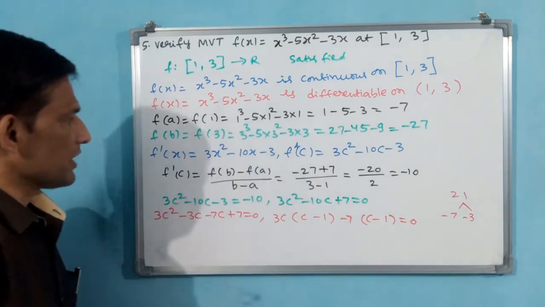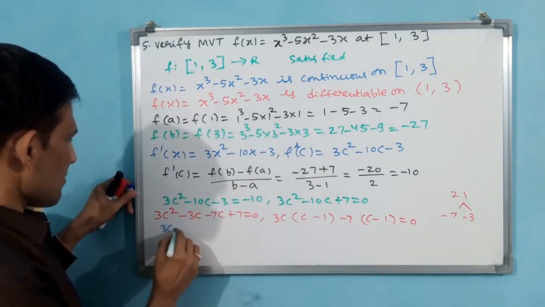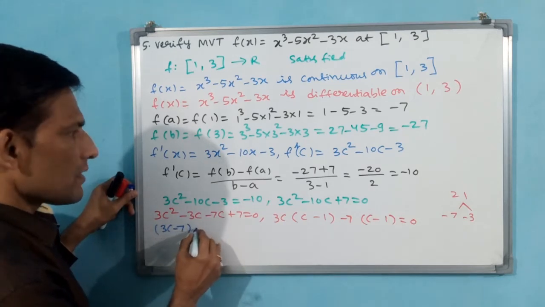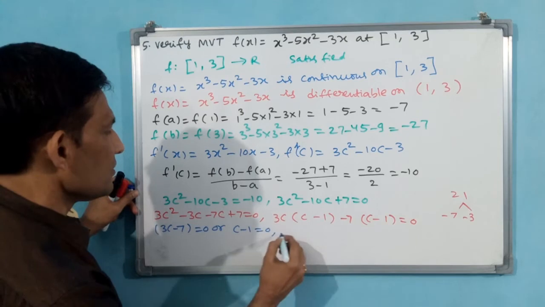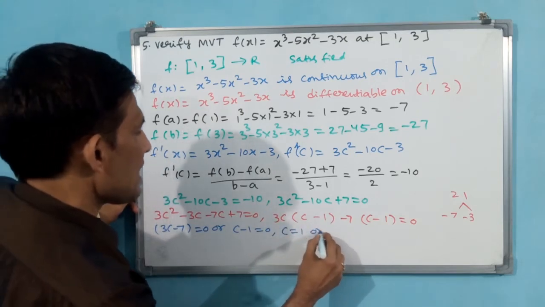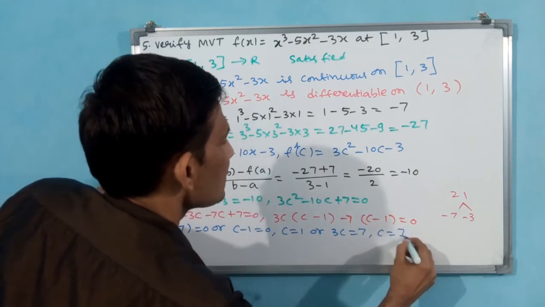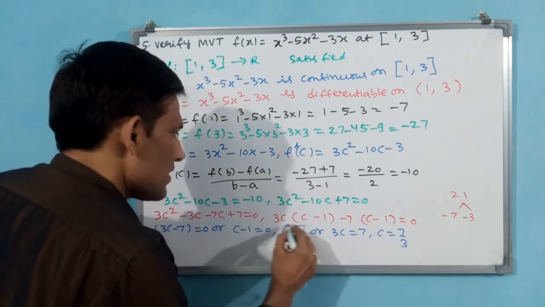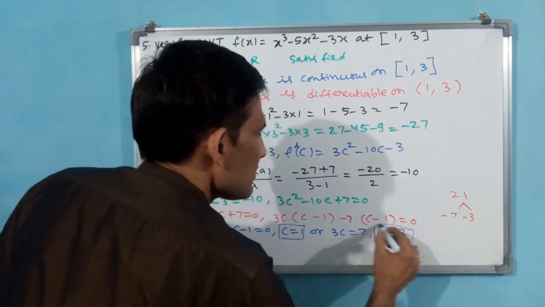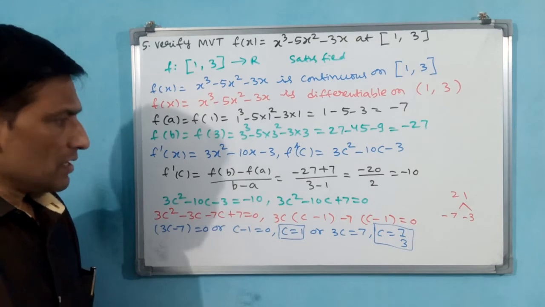Now you see, 3c minus 7 is equal to 0 or c minus 1 is equal to 0. C is equal to 1 or 3c is equal to 7, c is equal to 7 by 3. That means c value may be 1 or c value may be 7 by 3. Any one you can take.